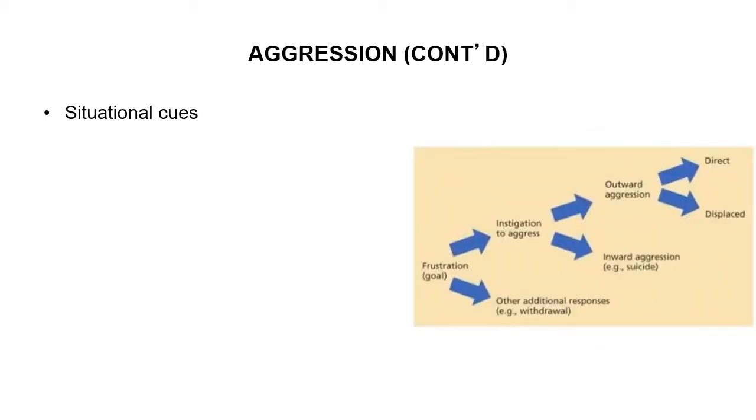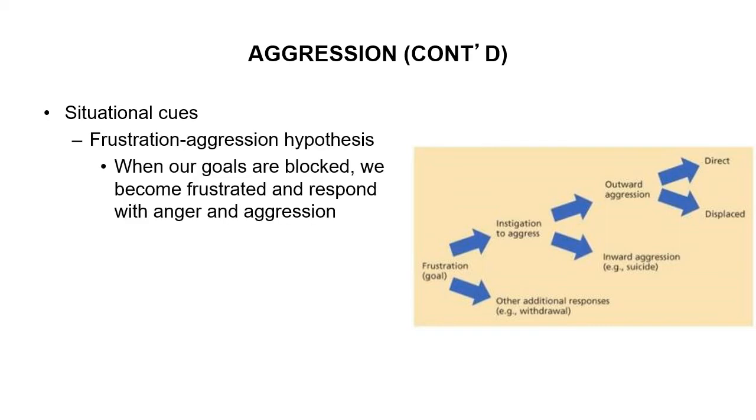So what causes aggression? First is situational cues. And this is one of the big things when it comes to causes of aggression we look at: the frustration-aggression hypothesis. This is when we are blocked from our goals, we become frustrated and respond with anger and aggression. So whatever our goal is, if we're blocked from it, we become aggressive.